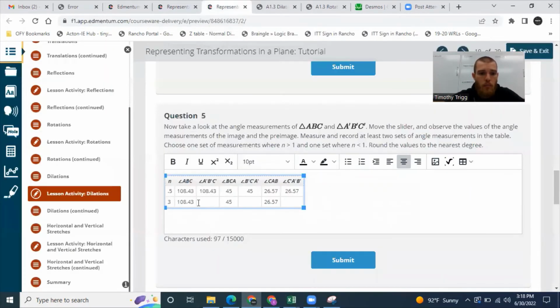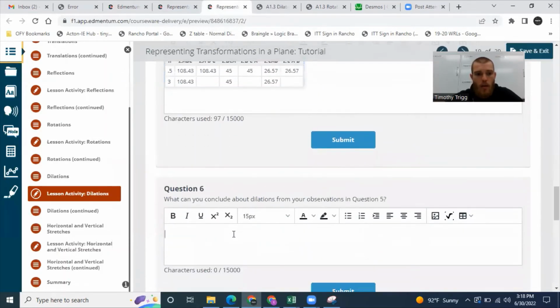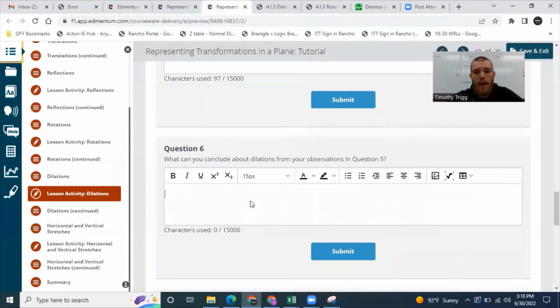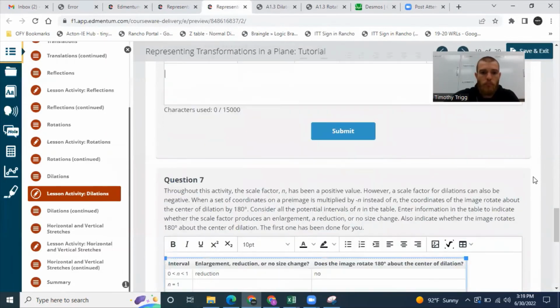So go ahead, and these will be the same numbers once again, right? What can you conclude about dilations from your observations, question 5? Well, just as I explained, when you dilate a shape, the angles between the vertices are preserved, right? So each of the angle measures are preserved. Okay.